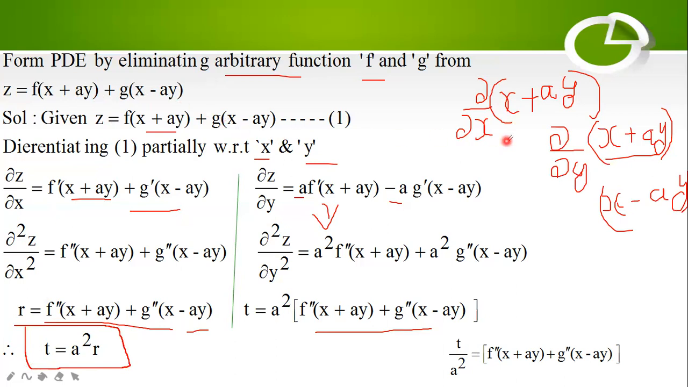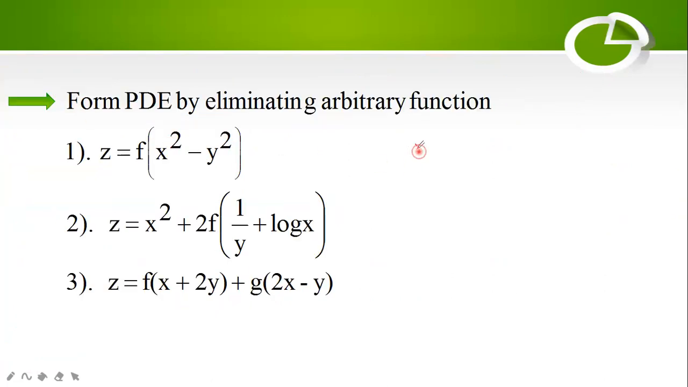Like that, we have to eliminate the arbitrary function from the given equation and form a partial differential equation. So solve these problems.